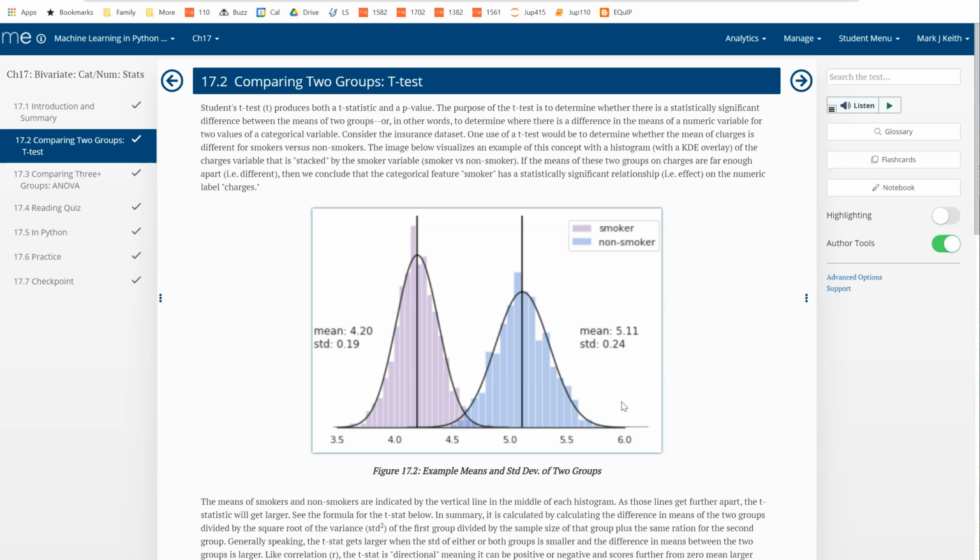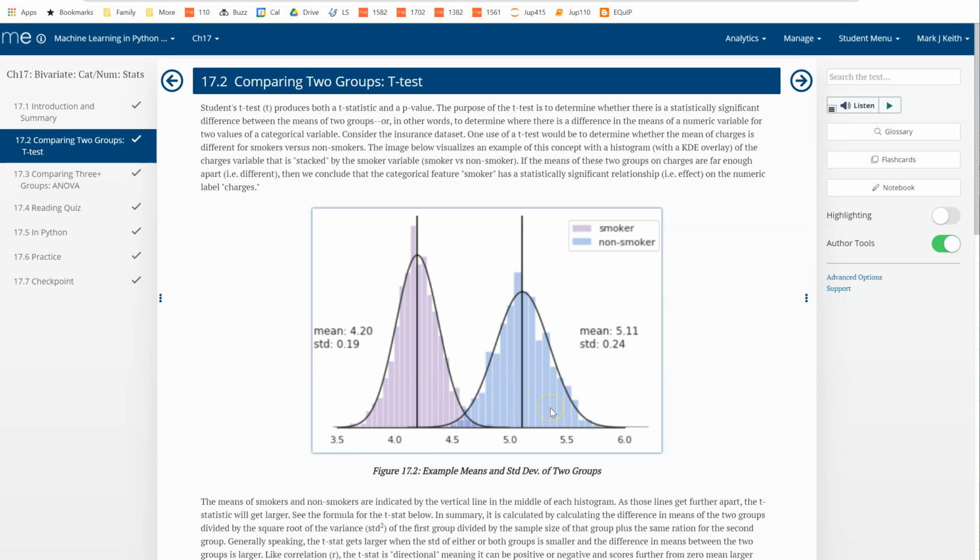Instead, we're going to plot a histogram of the numeric label for each group of the categorical feature. So here, we simply use the categorical feature to divide up the label into 2 groups. And then we look at the mean of each group, and we want to see how far apart the means are, and how spread out each histogram's values are.